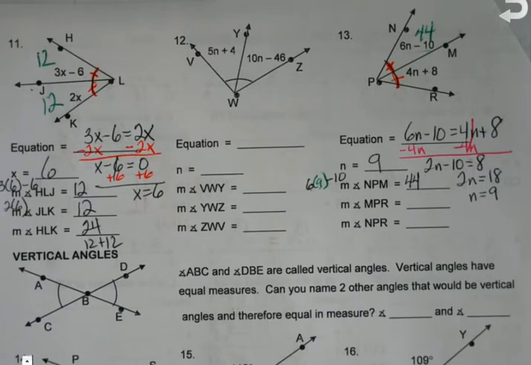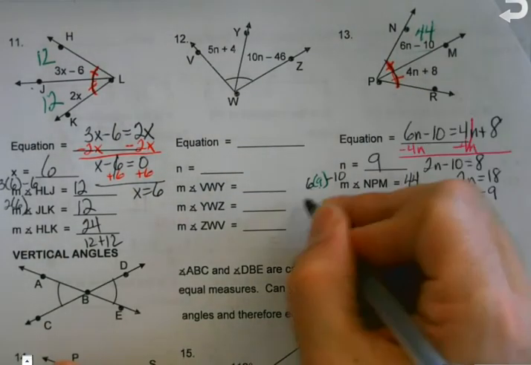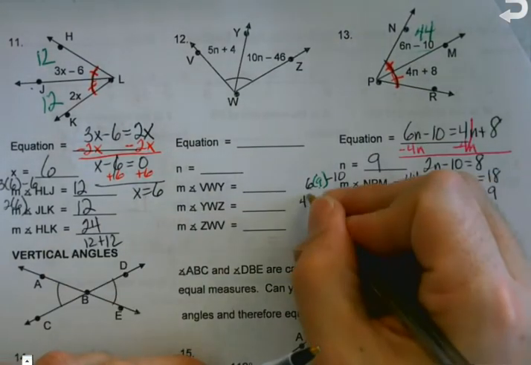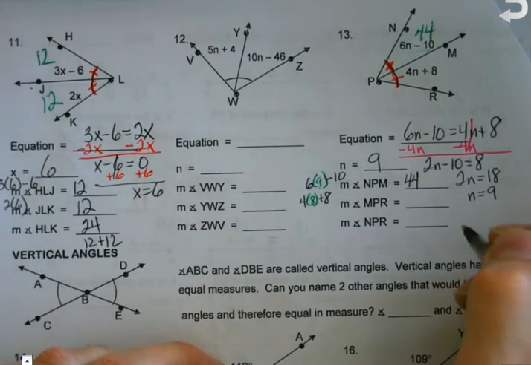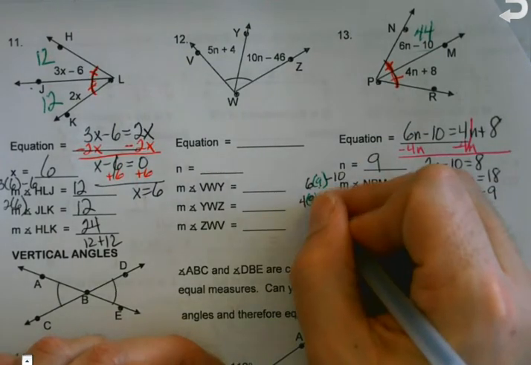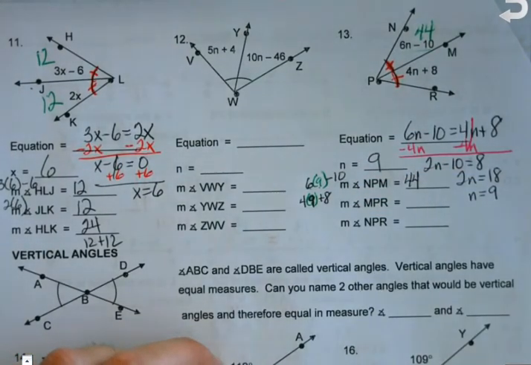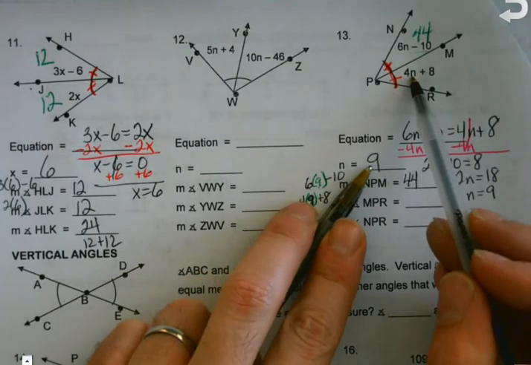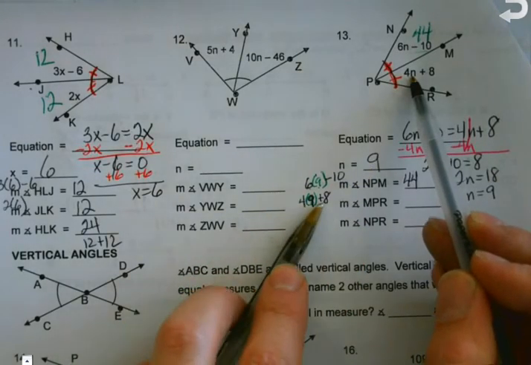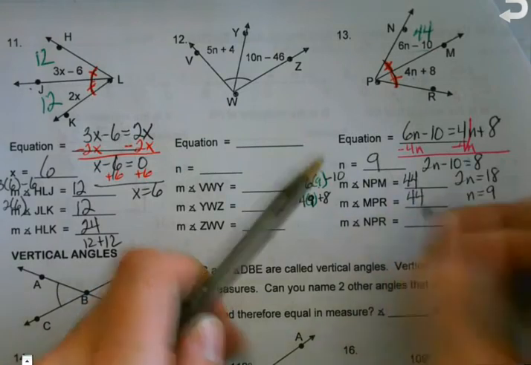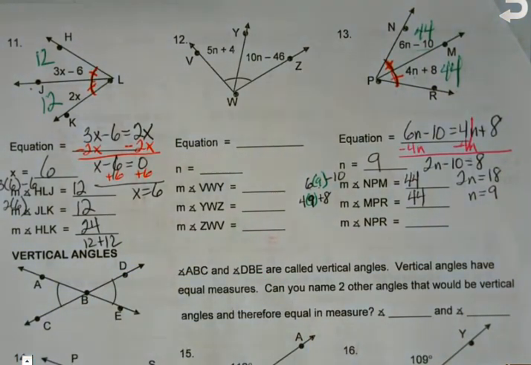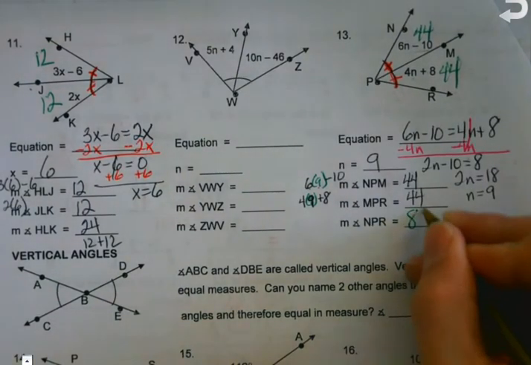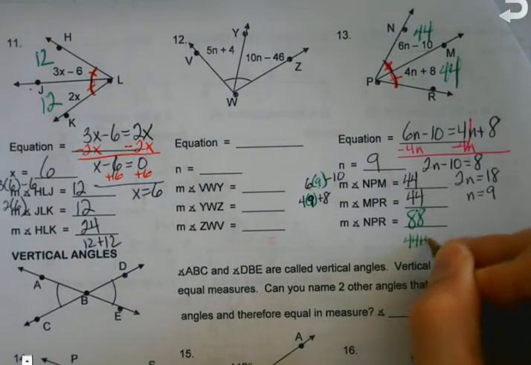So then, I know the other one should be 44. So MPR is this 4n plus 8. 4 times n plus 8. Oops, 9. Because all I'm doing is plugging in the n value that I found right here. 36 plus 8, 44. That makes me happy because I knew those two should be the same. And then NPR is just the sum of the two. I'm just going to add my two smaller angles together.